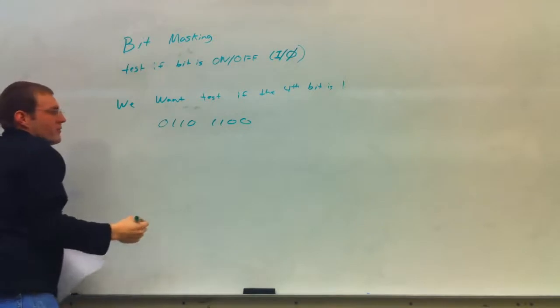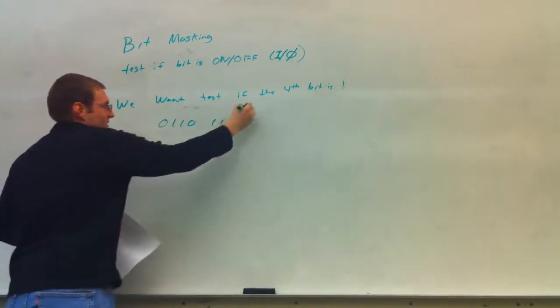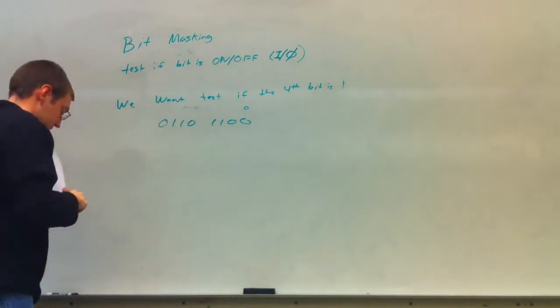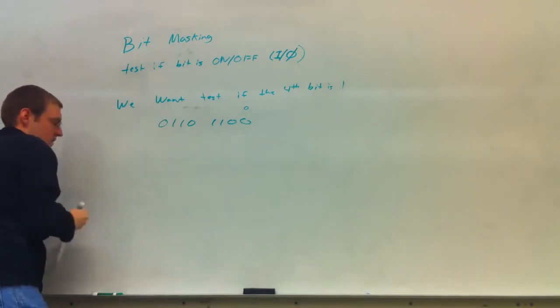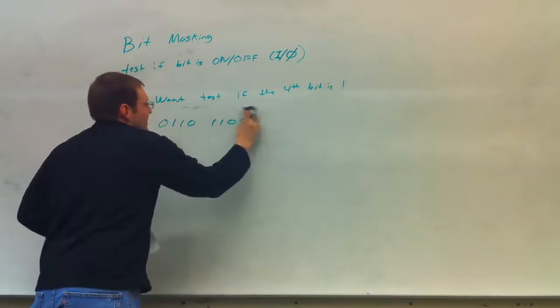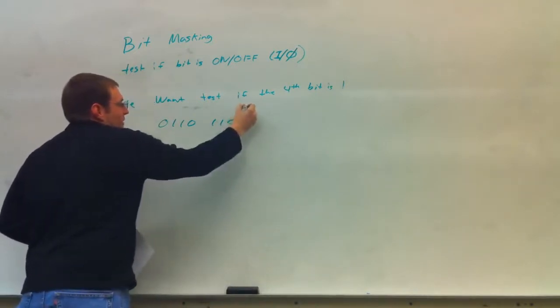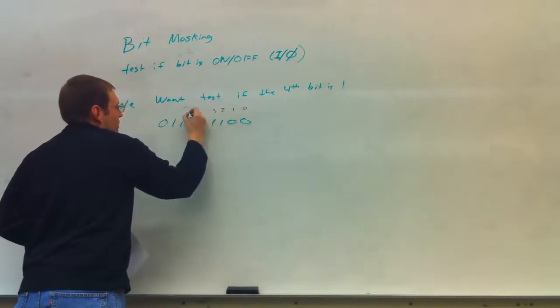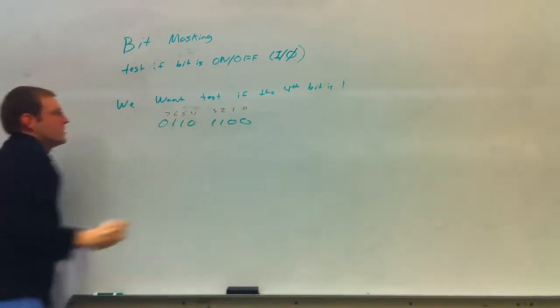So when we count, we start at 0. So I want to say this is the 0 position. So when this says 4th bit, you know that this is 1, 2, 3, 4, 5, 6, 7. Okay.